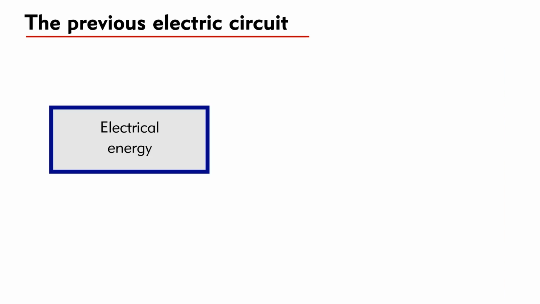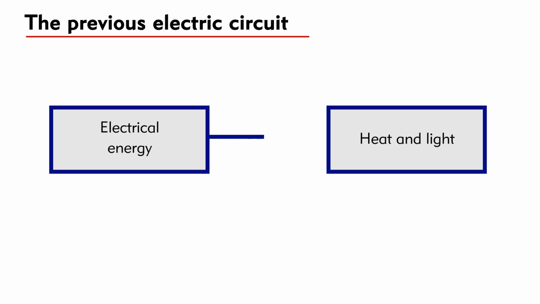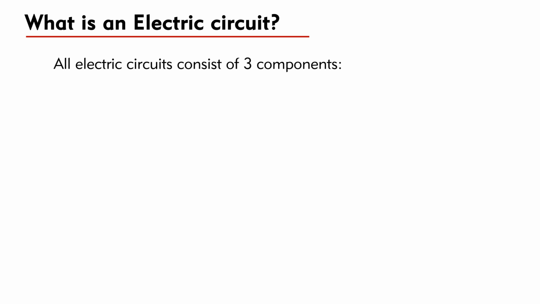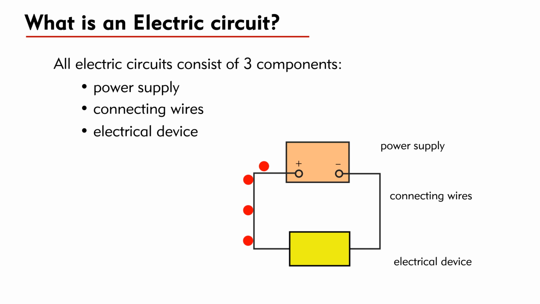In the above experiment, electrical energy is converted into heat and light through an electric circuit. What is an electric circuit? All electric circuits consist of three components: a power supply, connecting wires, and an electrical device. The power supply provides electrical energy and delivers it to the electrical devices through connecting wires.